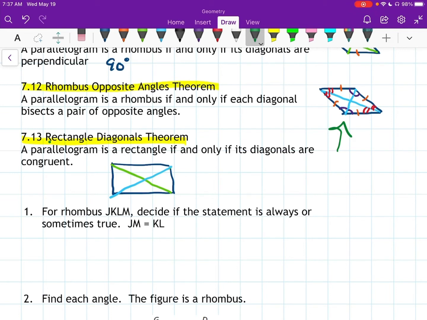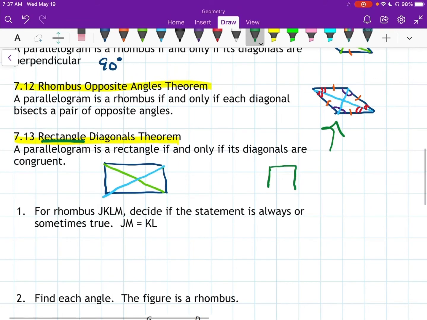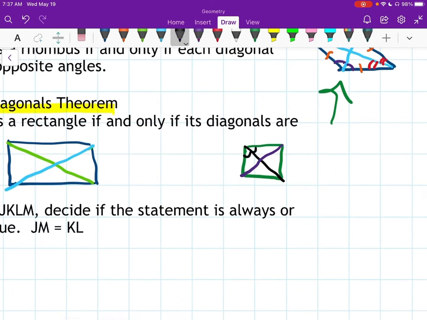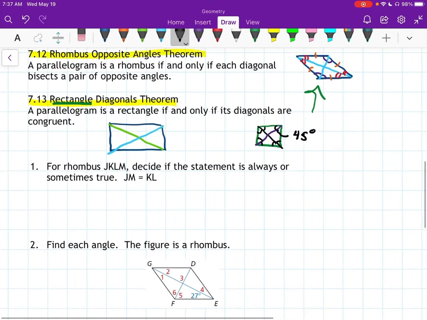This rectangle diagonals theorem, and also the other rhombus ones, those apply to squares as well, right? If we had a square, then its diagonals would be equal. The black would be equal to the purple. And then it would also bisect the angles, right? It would bisect this angle up here to be equal, and it happens to be that they would all be equal, right? And they'd all be 45 degrees because the whole angle is 90. So this little piece here would just be 45 degrees. Okay, some neat things that we should know.